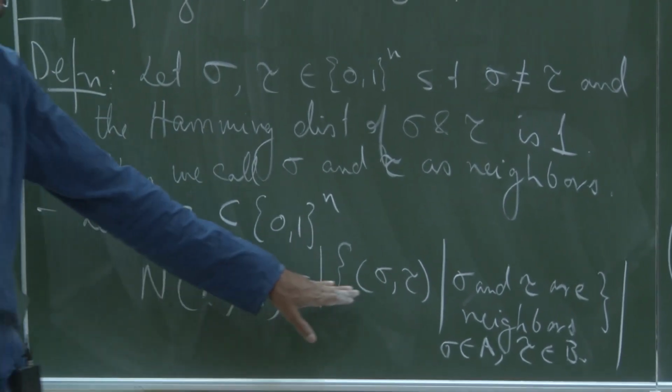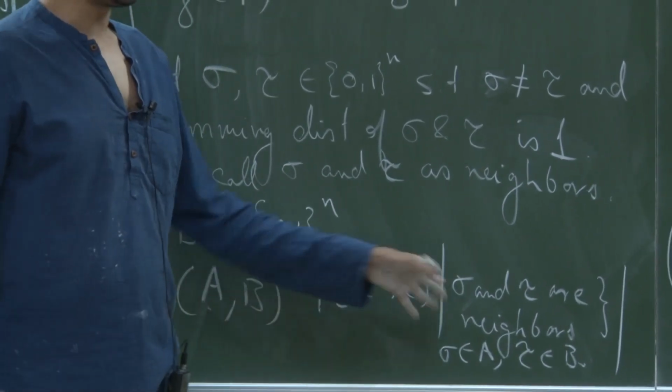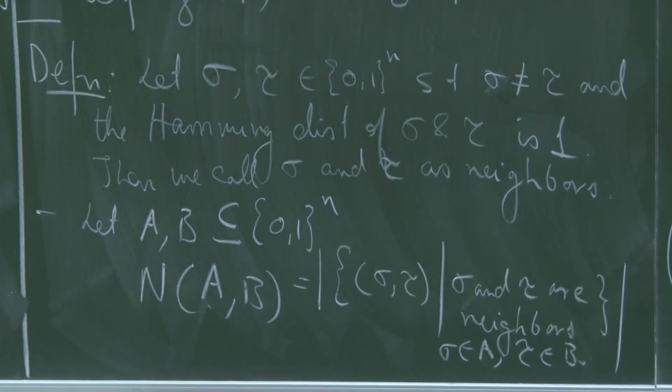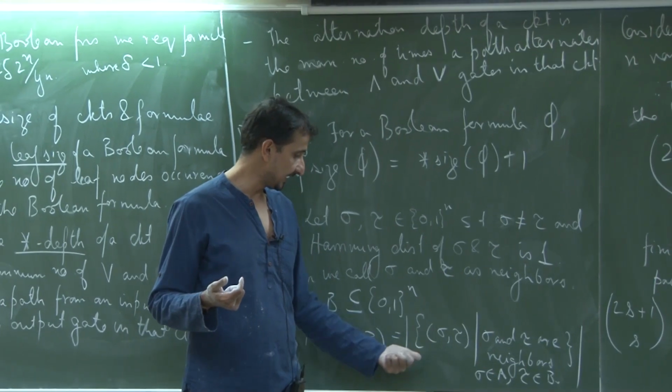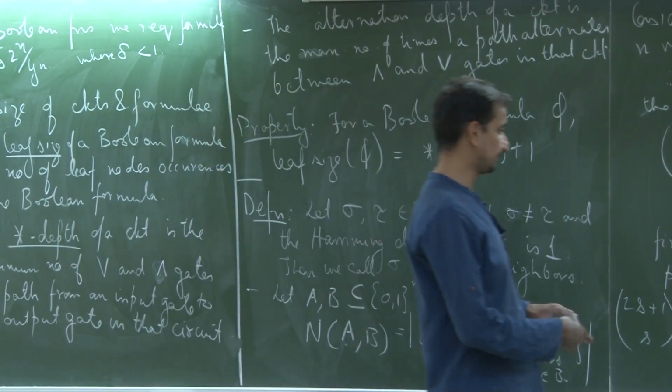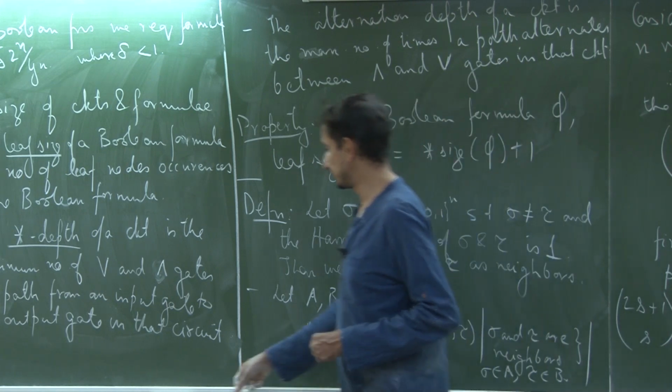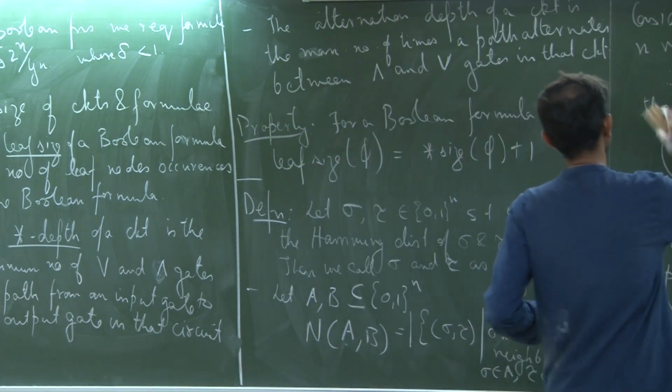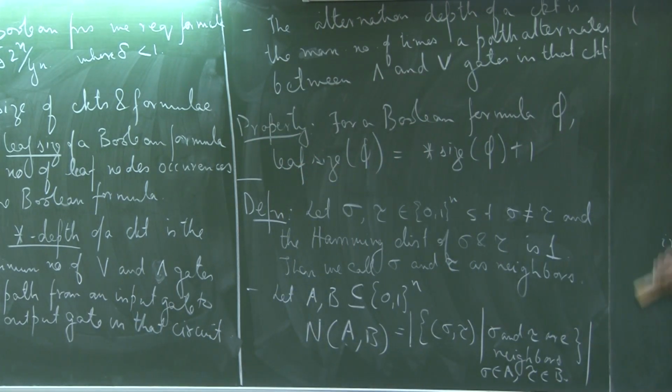Exactly. So, if I look at sigma comma tau as belonging to A cross B, then what you are saying is correct. So, if I take two sets A and B, how many tuples are there such that one element is in A and the other element is in B, such that they are neighbors? That is N_AB. Now we are in a position to state the theorem. This theorem was by Khrapchenko, so it is called Khrapchenko's theorem.